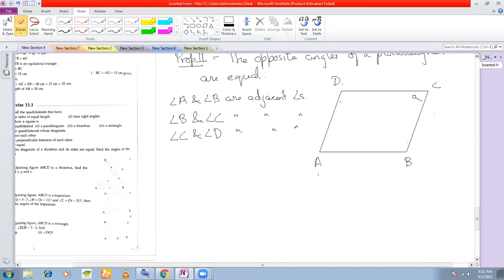Which other angles are adjacent? Angle A and angle D, because they share this side. So therefore, angle D and angle A are adjacent angles. Is the concept of adjacent angles clear to everyone? Yes, sir. If the angles are not adjacent, then they must be opposite angles.